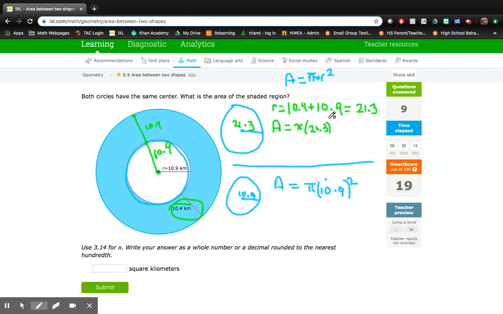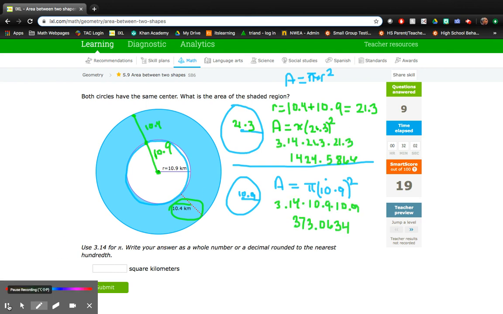And I'm just going to give us a little pause here to save time in this video because I've shown you how to do this part a couple of times and get some numbers. Okay, so now I've got some numbers here. 3.14 times 21.3 times 21.3 is this 1400-ish number. And then 3.14 times 10.9 times 10.9 is this 373-ish number. And so now I have enough information to find the blue shaded region simply by subtracting the big area minus this smaller area of the white circle.